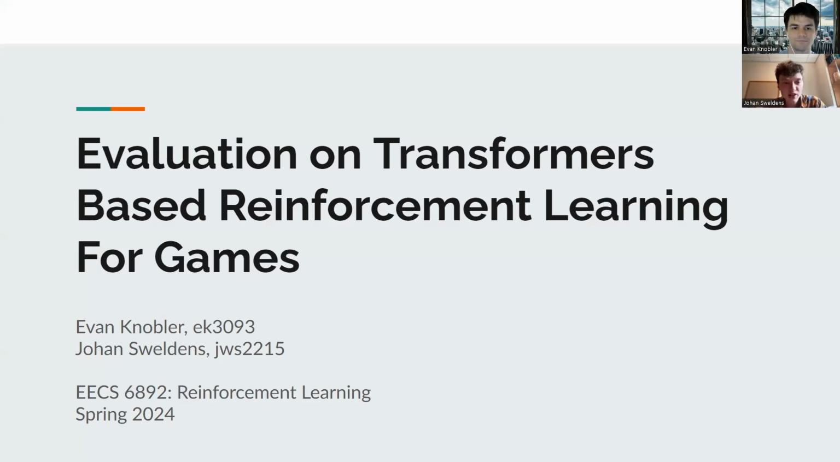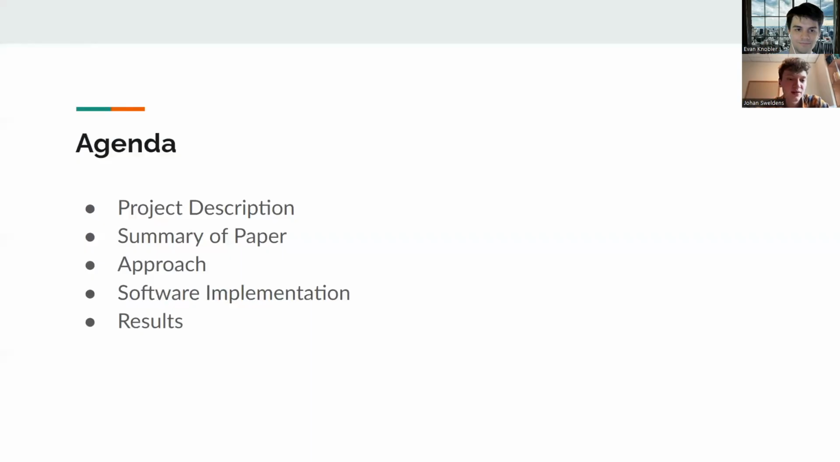Hi, our project is on the evaluation of transformers-based reinforcement learning for games. For our project in the EECS 6892 reinforcement learning class in the spring of 2024. I'm Johan Sweldens, I'm Evan Knobler, and this is our project.